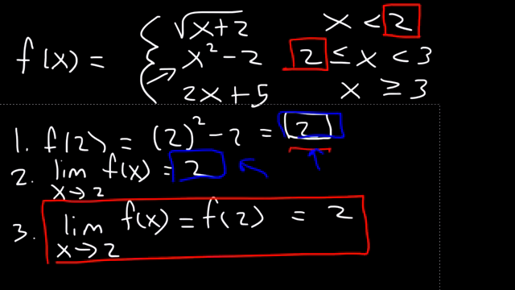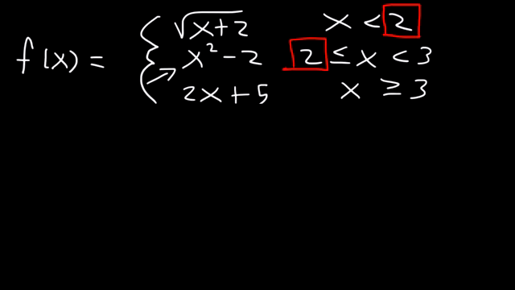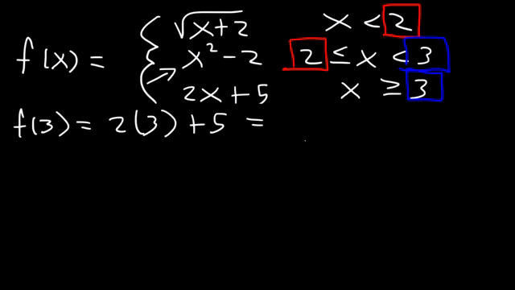Now let's move on to the next example. And that is at an x value of 3. So we need to use these two functions. So first, let's determine if it's defined at 3. So f of 3, x is equal to 3 in the third part of the function. So it's going to be 2 times 3 plus 5. 2 times 3 is 6, 6 plus 5 is 11.